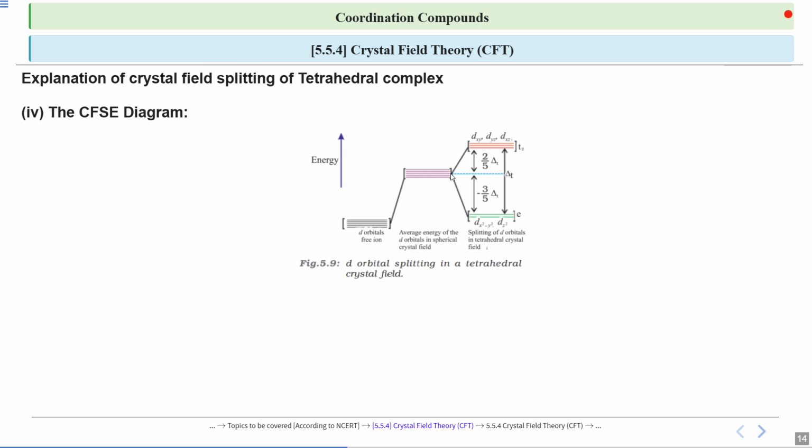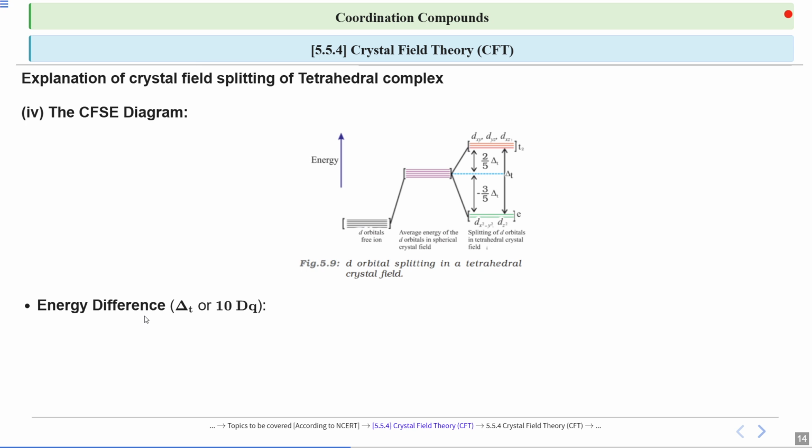From this barycenter, the energy is raised for the T2 set by 2 by 5 delta T, and lowered by minus 3 by 5 delta T for the E set. So this shows the splitting of d orbitals in a tetrahedral crystal field, and this arrow represents the increase of energy.